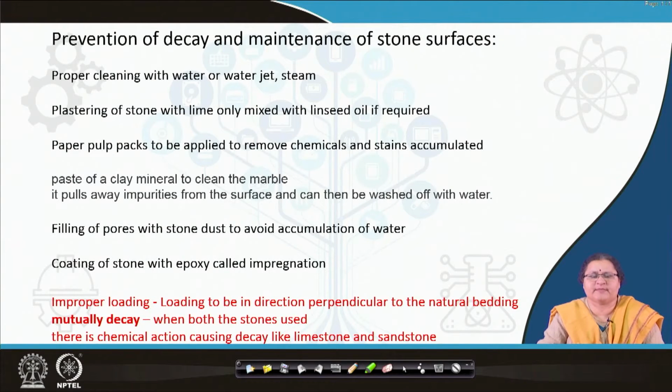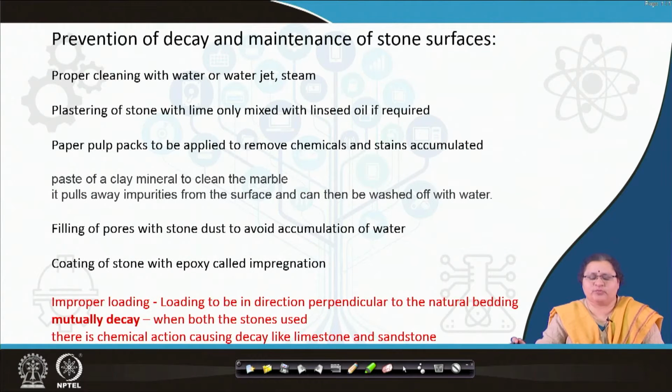Stones may have pores within them. A lot of pores may be there which need to be filled in, because those are the accumulation points of water. So to avoid that, it is always better to fill in the pores with stone dust paste. You make a paste of stone dust with linseed oil and fill in the voids to avoid water accumulation. And finally, coating of stone with epoxy, which is called impregnation, is also done to avoid chemical action directly affecting the stone surface.